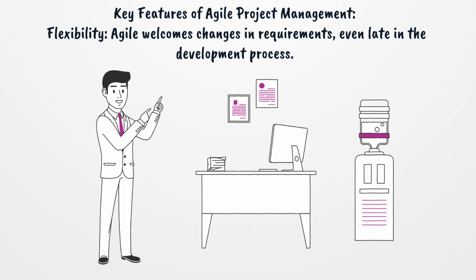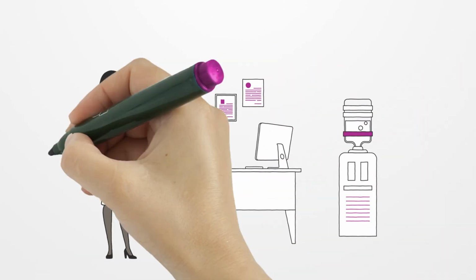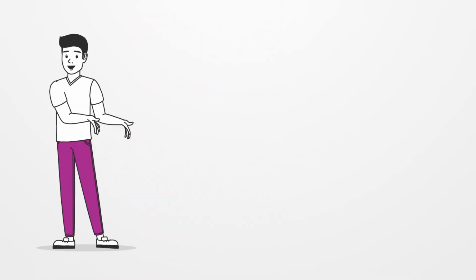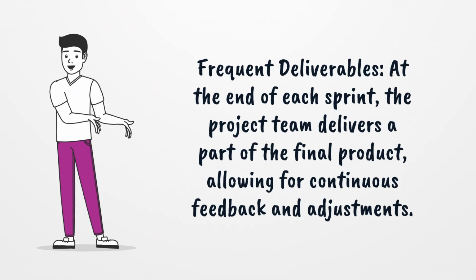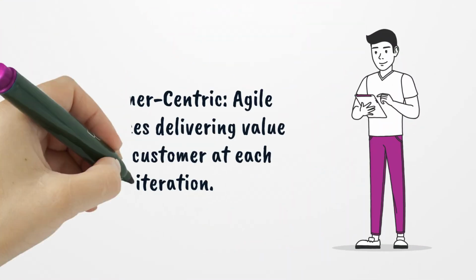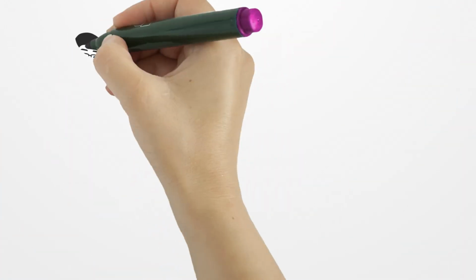Key features of Agile project management. Flexibility. Agile welcomes changes in requirements, even late in the development process. Continuous collaboration. Agile focuses on communication and collaboration with stakeholders throughout the project. Frequent deliverables. At the end of each sprint, the project team delivers a part of the final product, allowing for continuous feedback and adjustments. Customer-centric. Agile prioritizes delivering value to the customer at each iteration.